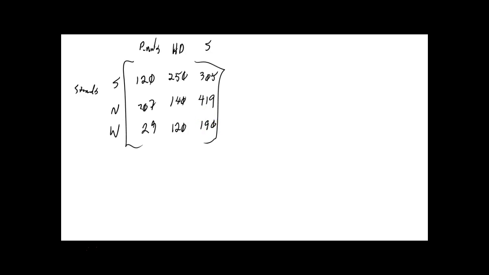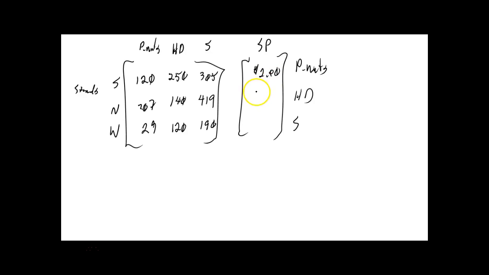Now, if you happen to have another matrix, this being a column matrix, this is the selling price of your peanuts, your hot dogs, and your sodas. The peanuts are selling for $2 each. Not peanuts, but bags of peanuts, I guess. $3 for your hot dogs and $2.75 for the sodas. What a bargain. Okay. All right.